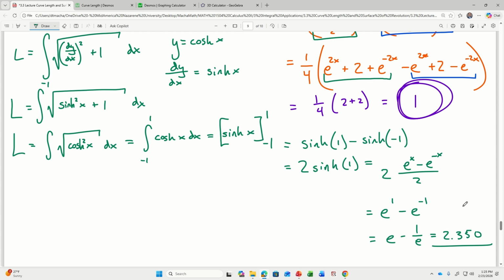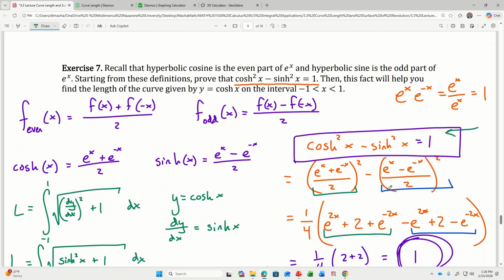Sounds reasonable. Does this have the hyperbolic? No, not that I can tell. I don't think it does. But it's got e to the x on it. So, yeah, questions?